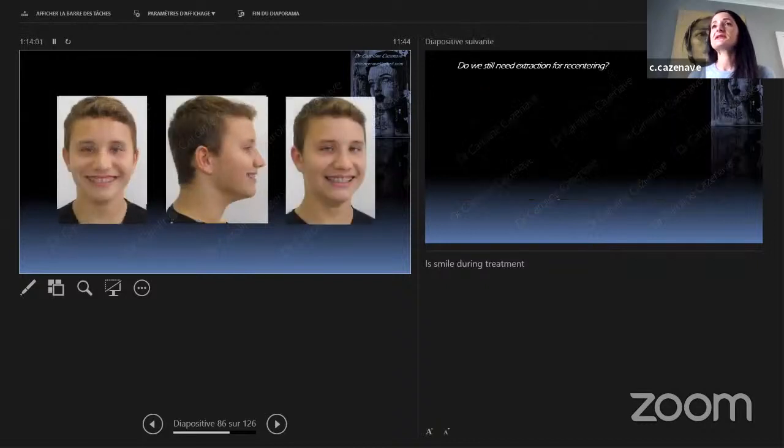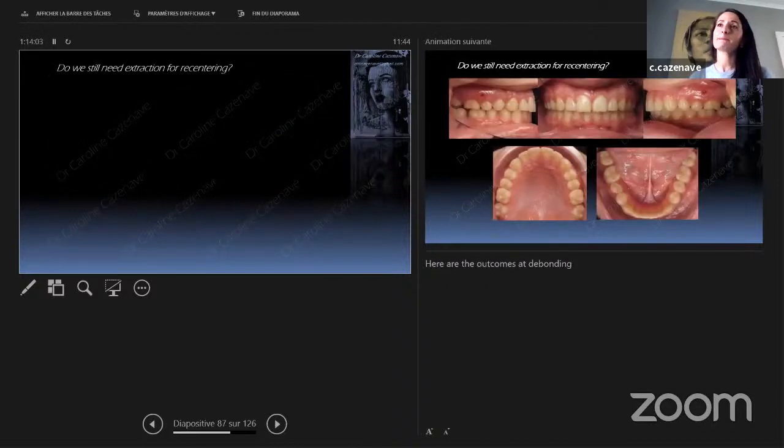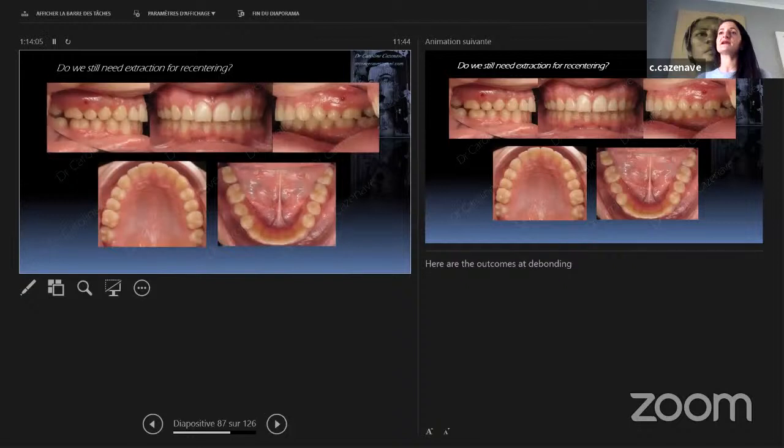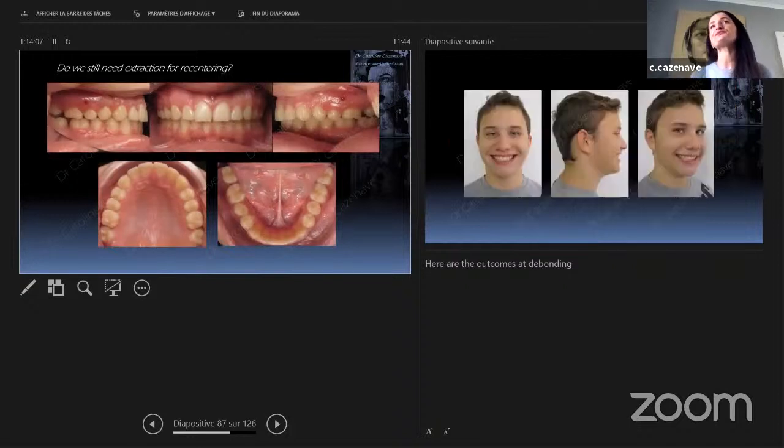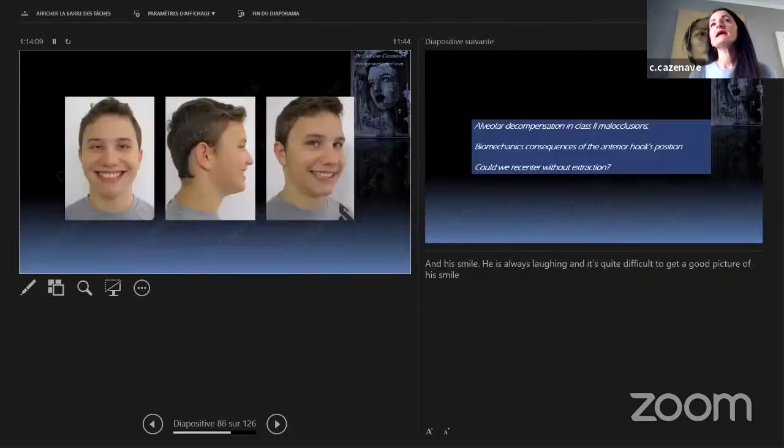He smiled during treatment, and here are the outcomes at debonding. And his smile is always laughing, and it's quite difficult to get a good picture of his smile.